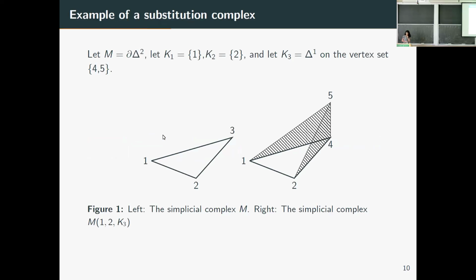So here's an example. We're going to let M be the boundary of a two simplex. We're going to let K_1 and K_2 both just be vertices, and we're going to let K_3 be an edge. You can see here on the left, I've got the simplicial complex M, and on the right, the substitution complex. And you can see why it gets the name substitution complex, because it looks like we have literally substituted the edge in at the vertex 3.